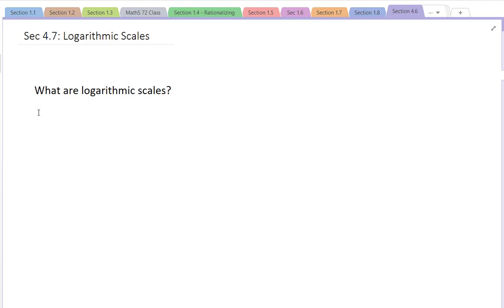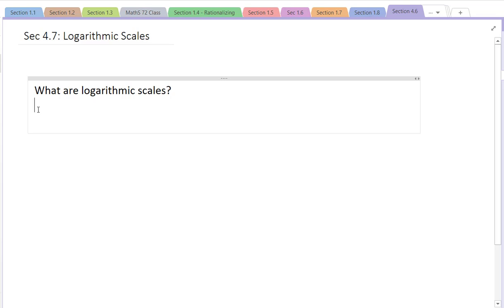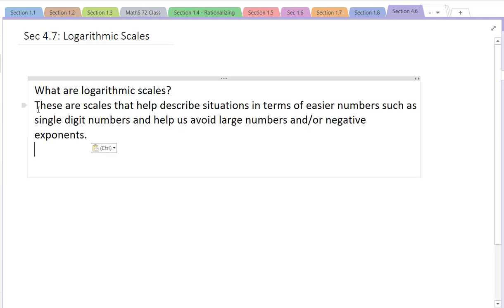Hi there. In this video, we're going to discuss section 4.7, logarithmic scales. So what are logarithmic scales? These are scales that help describe situations in terms of easier numbers, such as single-digit numbers, and they also help us avoid large numbers and/or negative exponents. A lot of the scientists or mathematicians that came up with logarithmic scales did it to try to avoid negative exponents or large numbers, like things in the millions.